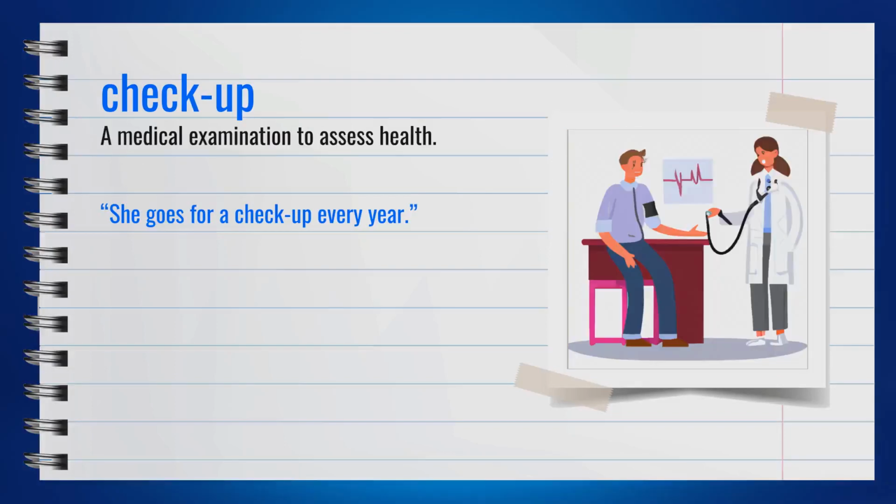The word checkup, spelled C-H-E-C-K-U-P, is a noun. It describes a medical examination to assess health. Pronunciation, checkup. Synonyms include examination and review. For example, she goes for a checkup every year. So a checkup is a medical examination to evaluate your health.